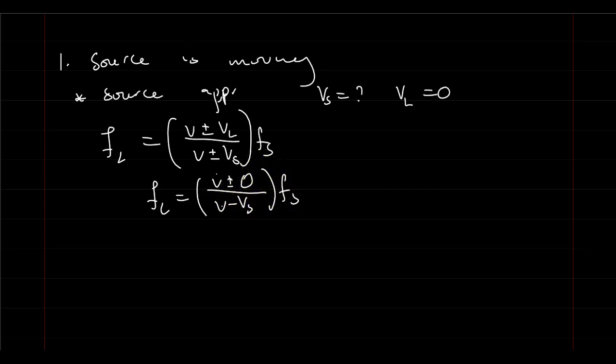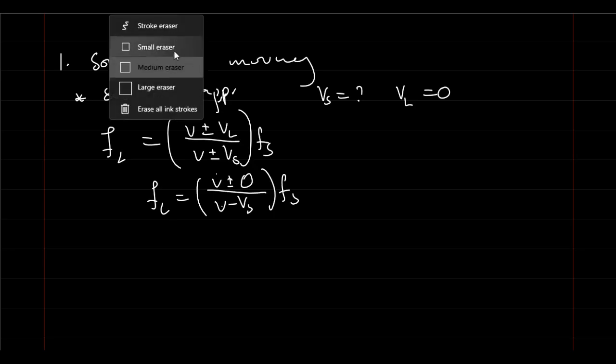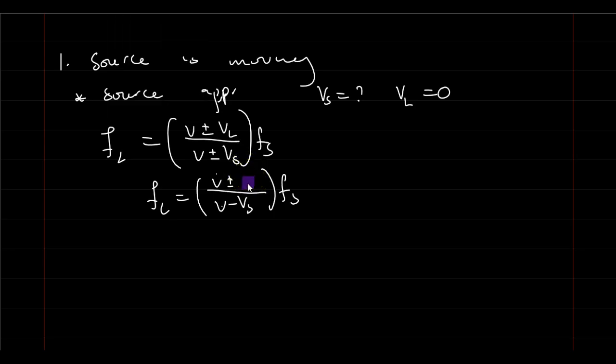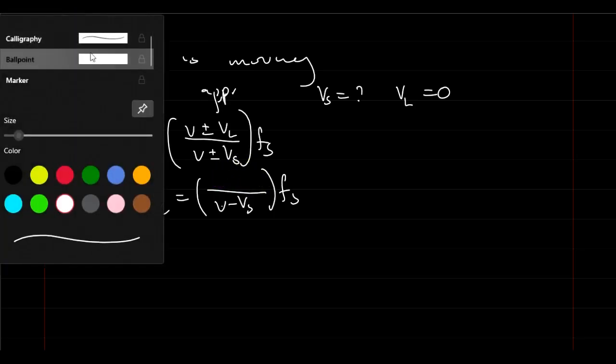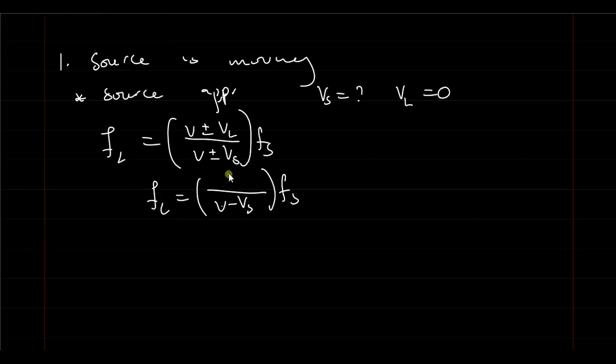So now what do we have? Let me write it very nicely. We have a numerator that is greater than the denominator. Now it means that we are going to multiply fs by a number that is greater than 1. So that guarantees that we're going to get the observed frequency that is greater than fs.